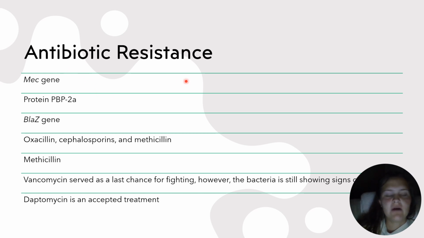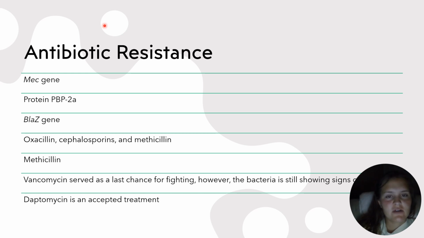So this is about the antibiotic resistance. So the mecA gene, this gene is carried by MRSA strains on the chromosome, and this results in antibiotic resistance. So the mecA gene encodes the protein PBP2A. This is a penicillin binding protein that causes peptidoglycan in the cell wall, and that results in synthesis of the cell wall under the stress of antibiotics. So some antibiotics that MRSA is resistant to are oxacillin, cephalosporins, and methicillin.